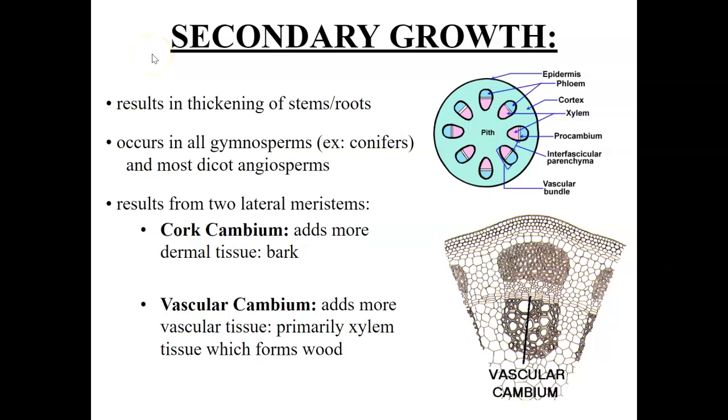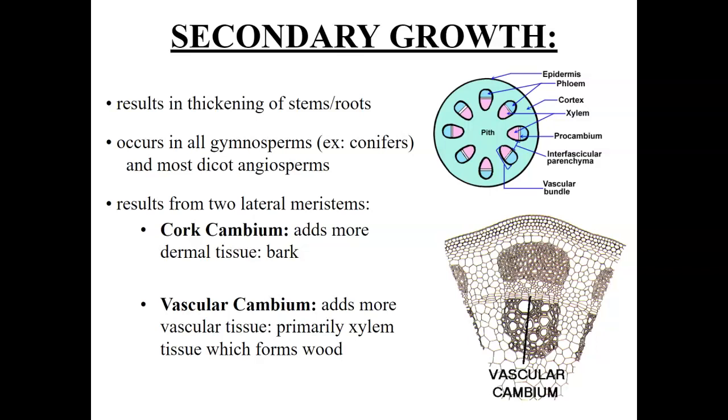Secondary growth is different because it results in thickening or widening of stems and roots, and it's going to occur in all phyla of plants that have trees specifically. So for example, gymnosperms, these are your conifers belonging to phylum Coniferophyta. So those are going to be like your cone bearing plants, like a redwood tree, for example, some type of pine tree. And then it's also going to occur in many dicot angiosperms.